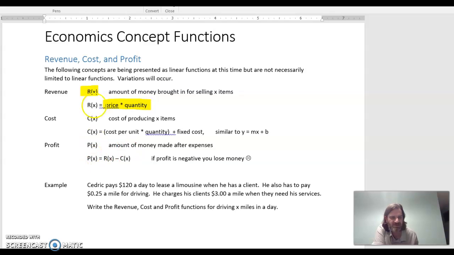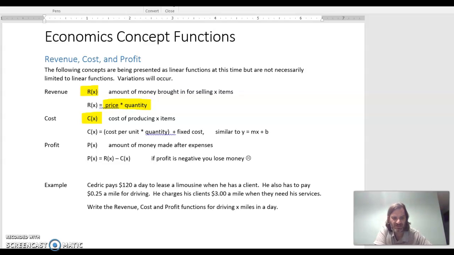But in economics, there's also a cost. So we have a cost function, maybe C of x. And that's the cost of producing x items. So when I get those donuts, I still have to pay somebody to make them, or if I made them myself, I had to buy ingredients.